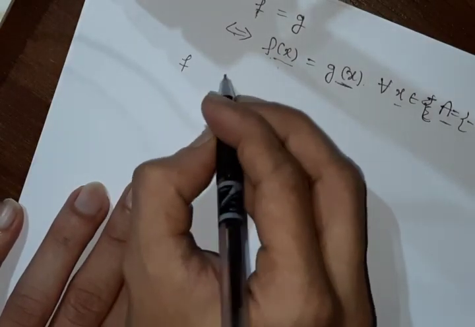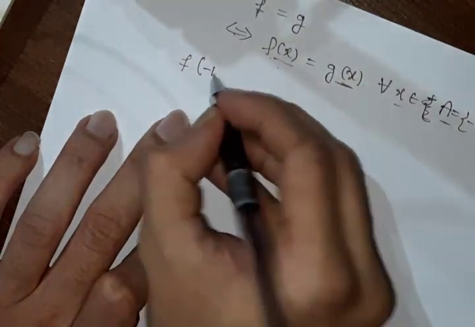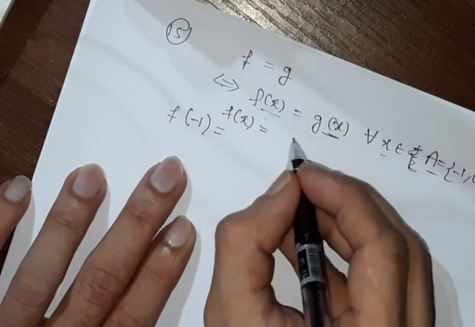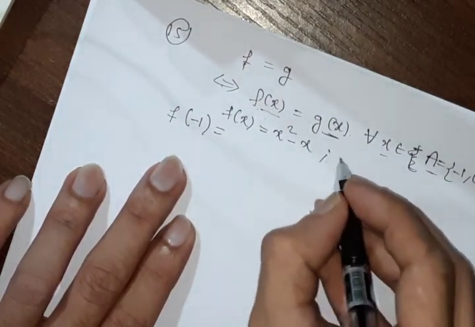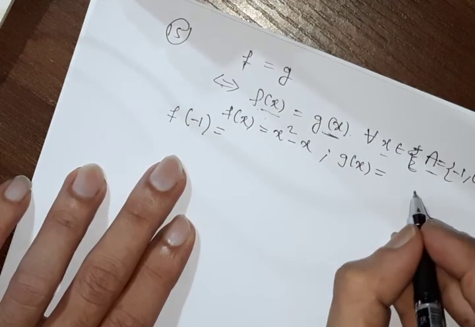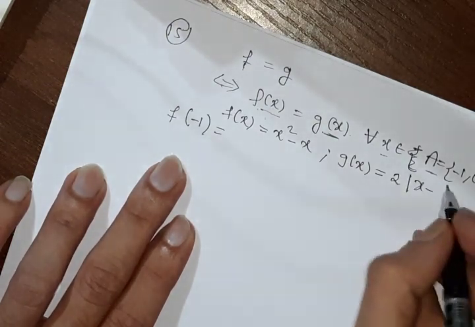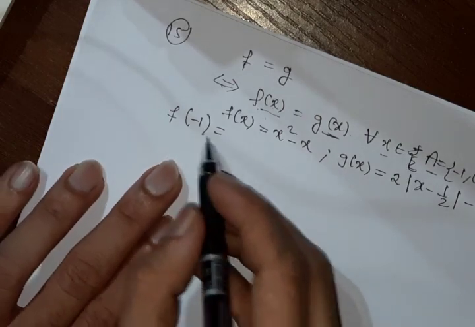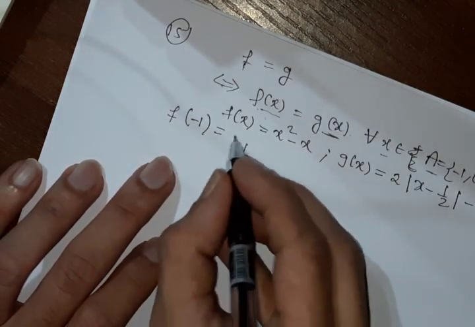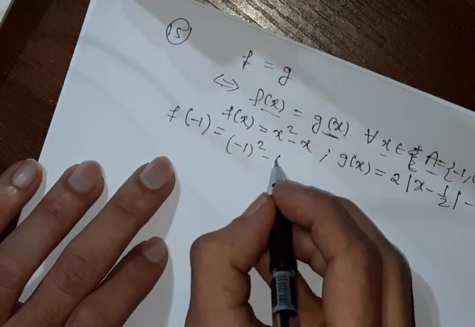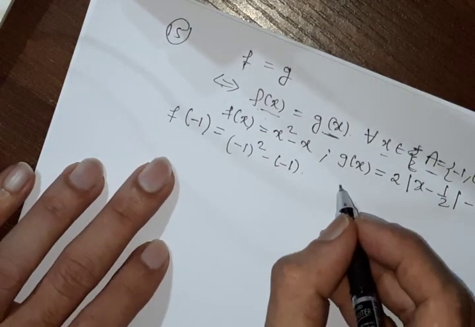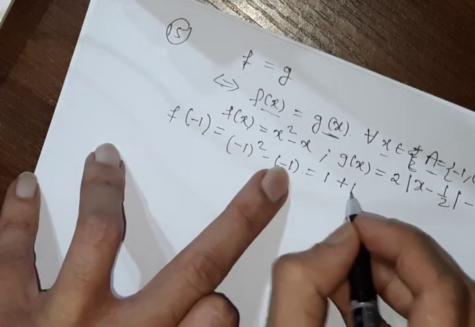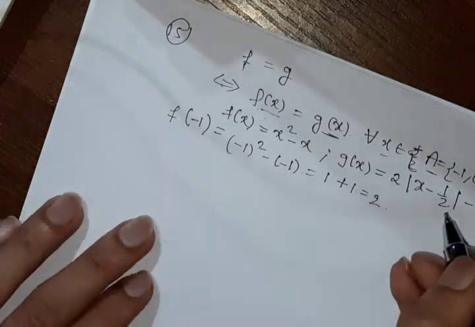So f of minus 1, first let us check. The definition given for f(x) is x square minus x, and the definition of g(x) is 2 times modulus of x minus half, minus 1. So f of minus 1 will be what? Minus 1 the whole square minus minus 1.